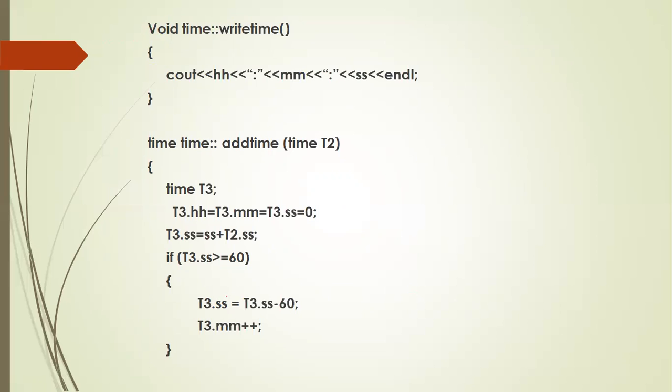How to add two times? Add the hours of the two times. How to first add the seconds of two times? So T2.ss should be added to ss, means T1.ss. The result you store in T3.ss.